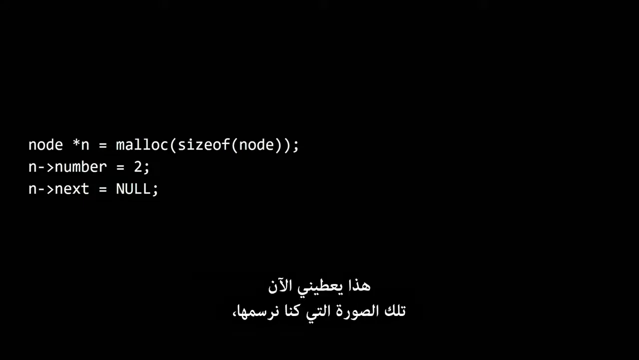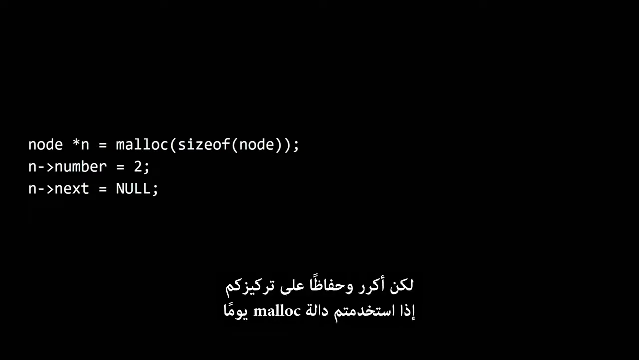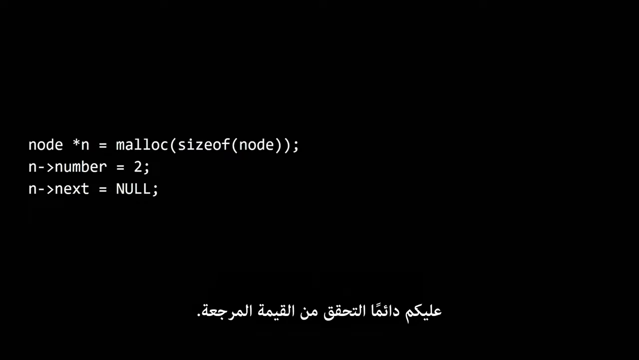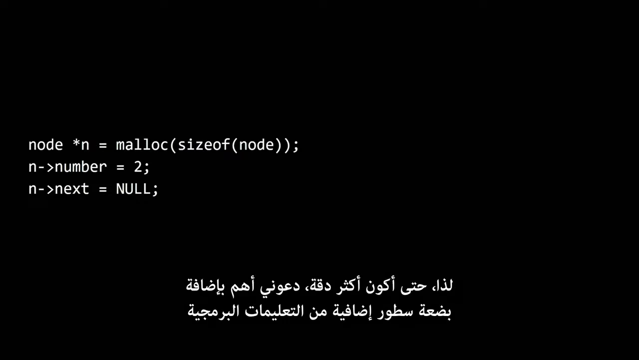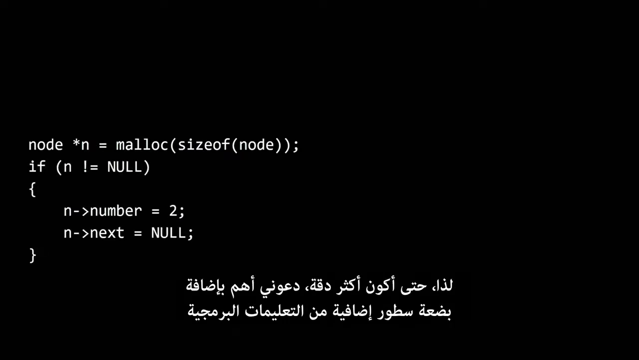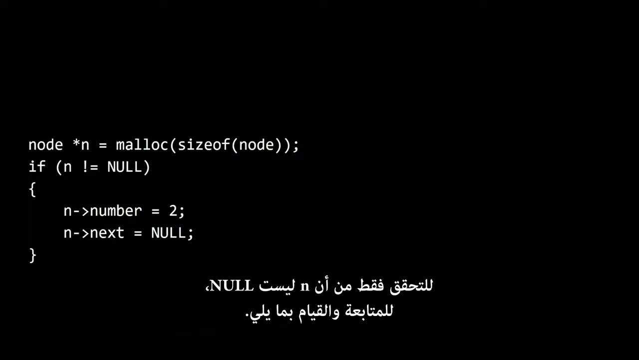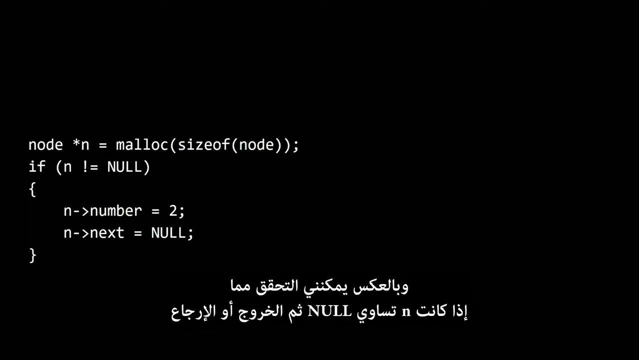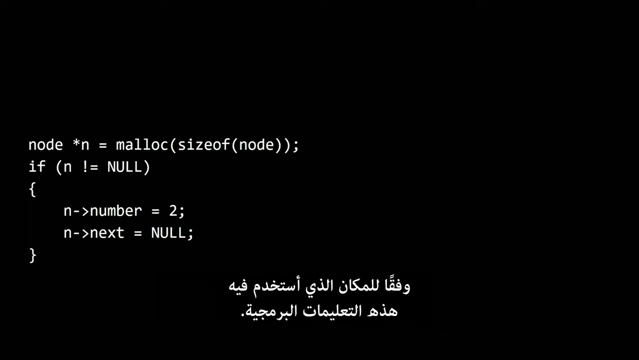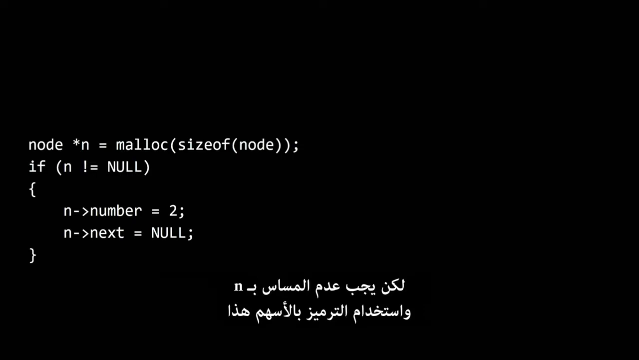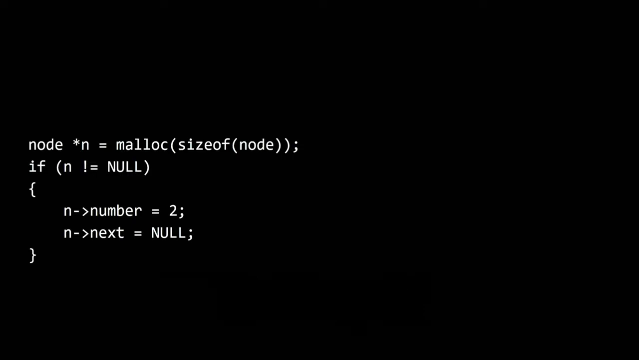That now gives me that picture we were drawing. But again, sanity check, if you ever use malloc, you should always check the return value. So just to be super precise, let me go ahead and add a couple more lines of code that just check if n is not null, go ahead and do the following. Conversely, I could check if n is null and then just exit or return depending on where I'm using this code. But you don't want to touch n and use this arrow notation unless you're sure n is not null.